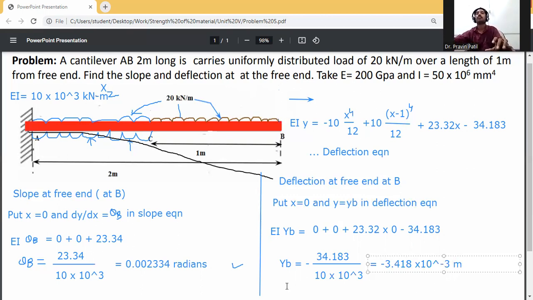Convert it into mm, multiply by 1000. We get minus 3.418 mm. So minus indicates the deflection is in the downward direction. That's why we have got this value in negative. So minus 3.418 mm, and slope at B will be 0.002334 radian. So this is the solution of slope and deflection at the free end by Macaulay's method.